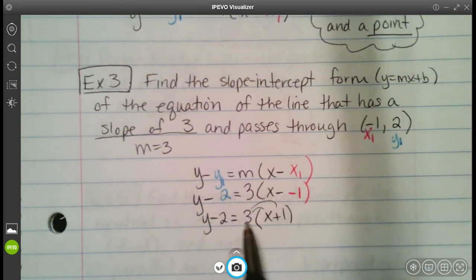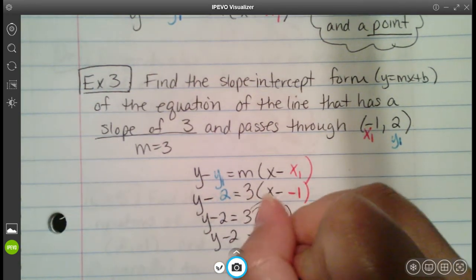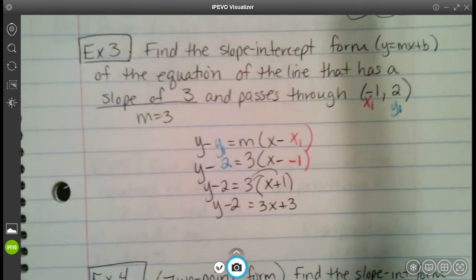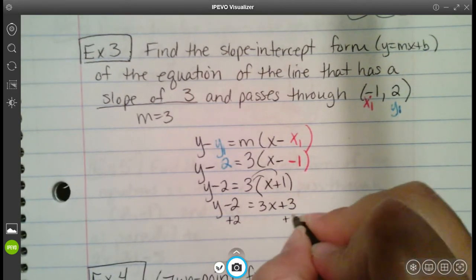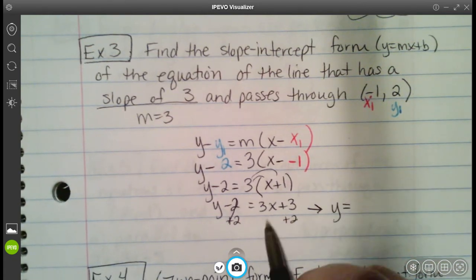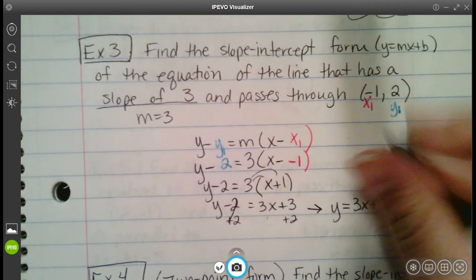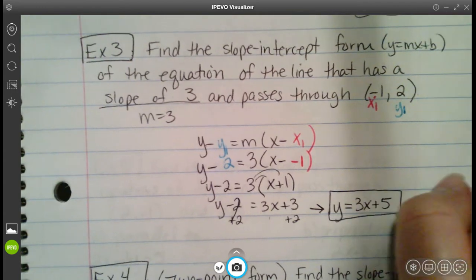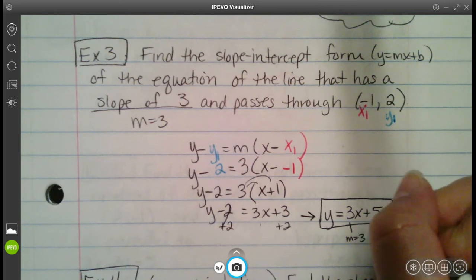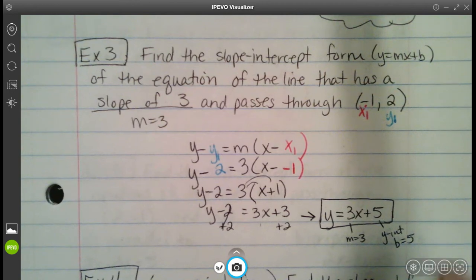Then we can distribute the 3 into the parentheses. So I would have y minus 2 equals 3x plus 3, okay? And finally, just add that 2 to both sides. I'm going to put it right here so it's not too crowded. So y equals 3x plus, 3 plus 2 is equal to 5. Okay, and that is it. So for this new equation, my m is still 3, and my y-intercept, also known as b, is equal to 5. So I could graph it if I wanted to.